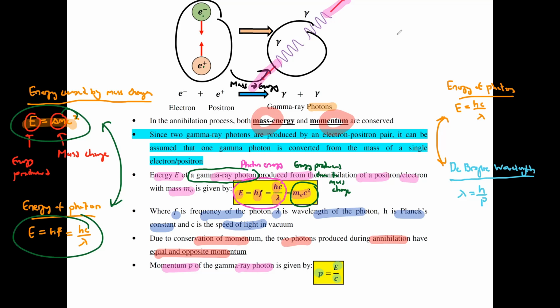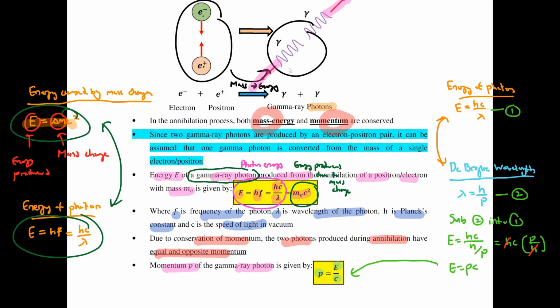So what you could do here is, if this one is equation number 1 and this one is equation number 2, if you sub equation 2 into 1, you get E equals hc over h divided by p, which in turn becomes hcp over h. The h will cancel each other off, so that eventually you're going to get E equals pc. Then after that, if you rearrange it, you're going to get p equals E over c. Okay, so this is how they actually got this equation. It's actually from something that you have learned before, but the derivation isn't required in your syllabus, so you don't really need to remember this if you don't want to.